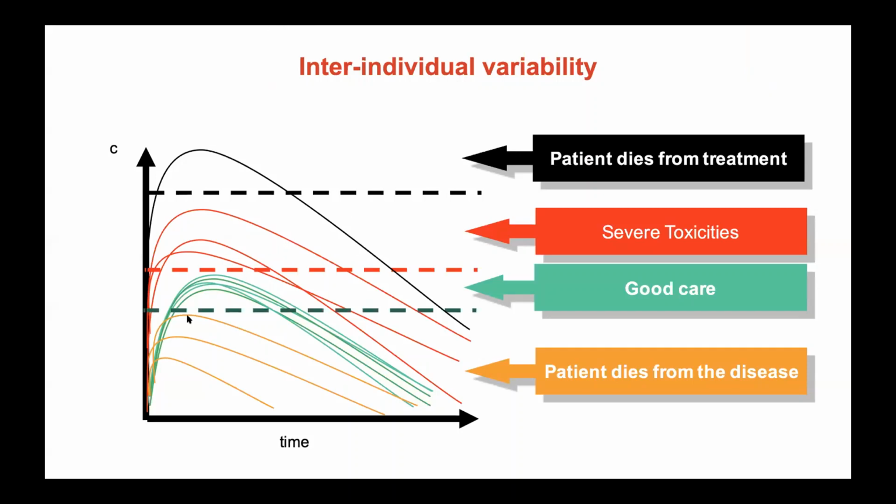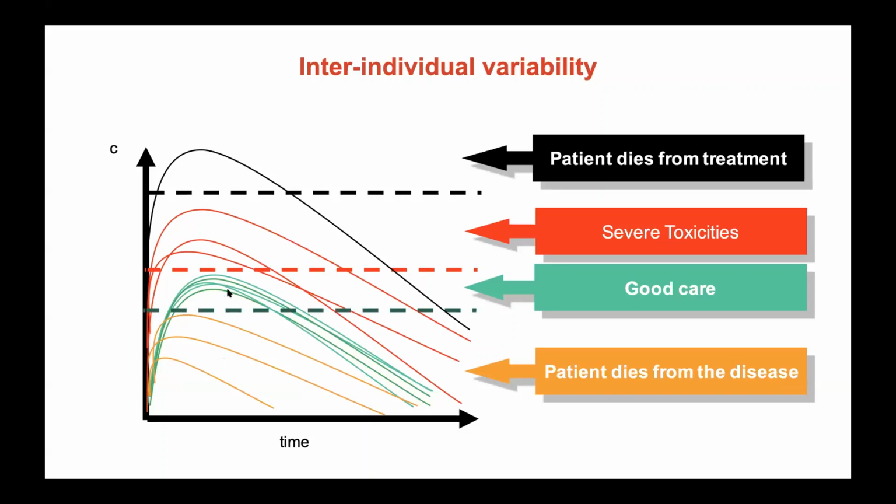Yeah. You can either be in a therapeutic window where you have good care, or if you eliminate the drug too slowly, then the patient suffers from severe toxicities, which can even go to toxic death. And on the other extreme, if the patient eliminates the drug fast, then the patient might die from the disease, because the concentration of the drug doesn't even reach an efficacy threshold.